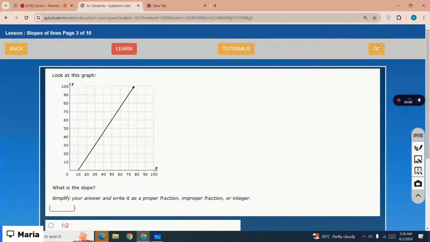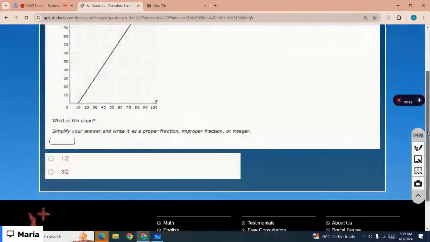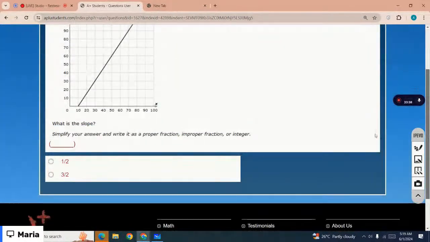Look at the slope. Okay, so let's just see. 3/2. Option number 2 is the correct option.